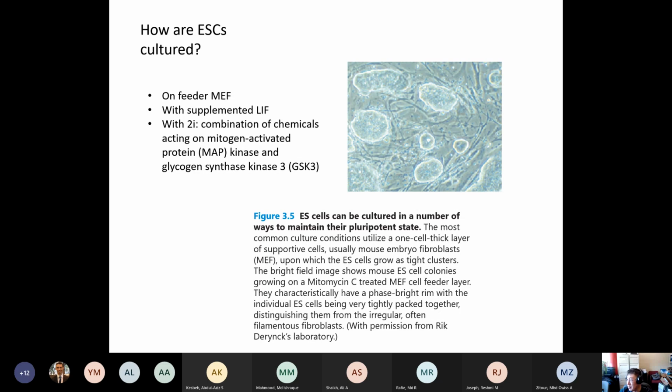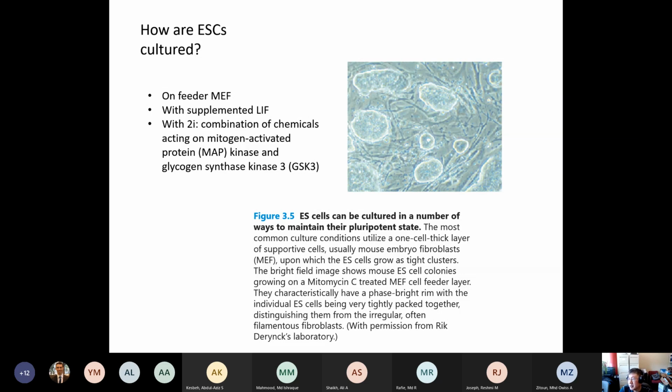One supplement is called LIF, L-I-F. It's a strange name. It stands for leukemia inhibitory factor. It sounds like that factor will inhibit leukemia, but it has nothing to do with that. That's just a growth factor. It's a protein, a growth factor that we supplement to embryonic stem cell culture.